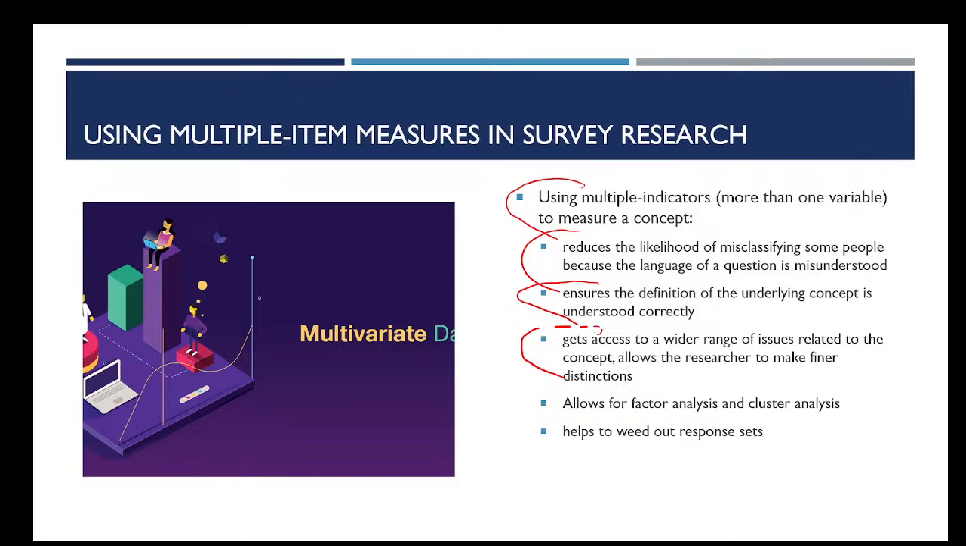So it gives you access to a wider range of issues related to the concept, right? So more things that you can measure, more nuance that you can get, all good, right? So you can make these really fine distinctions between groups, between age groups, all sorts of things, right? Okay, obviously I said factor analysis and cluster analysis, or more types of statistical analysis. The more data you have, the richer it is, the more fun statistical nonsense you can do with it.